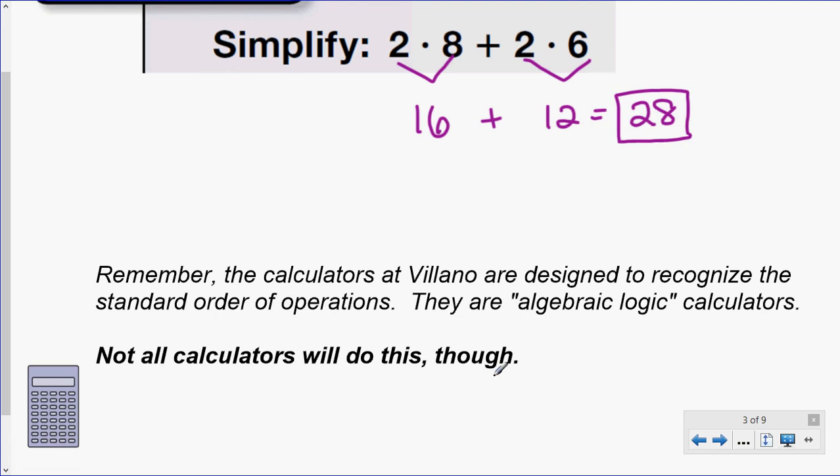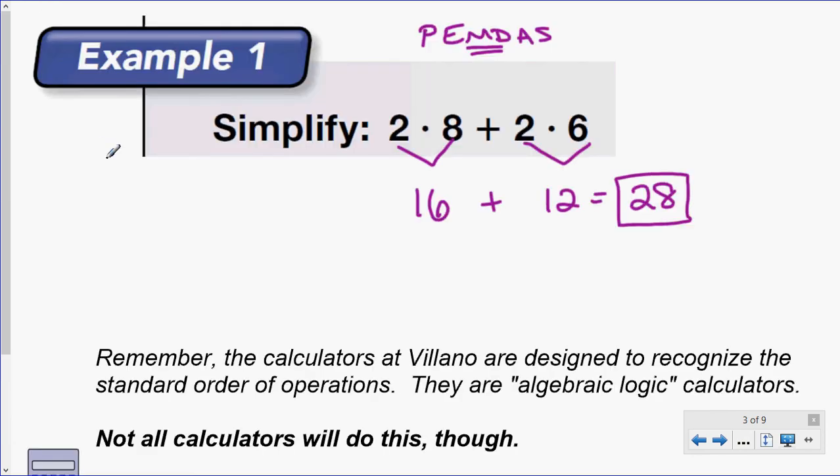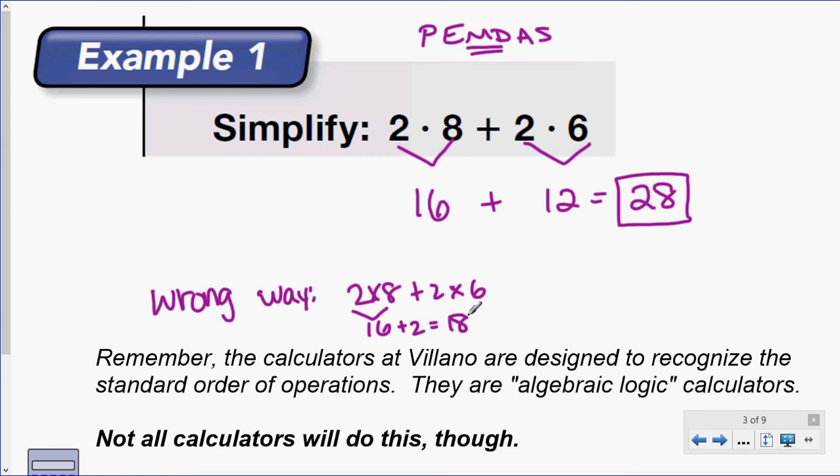Some of the old calculators or really cheap ones that are just designed to do the 4 operations, they might not recognize order of operations and you might get the wrong answer. It might do, and I'm just going to label this as the wrong answer or the wrong way, would be to do 2 times 8, get 16, then to add the 2 and get 18. So 16 plus 2 is 18. And then to do 18 times 6. That would be wrong. And I don't even know what it would be, but it's some wrong answer. So don't do it that way. If you have a calculator that does not recognize order of operations, you will get whatever 18 times 6 equals, which I think is 108. Yeah, I think so. I'm just doing it in my head.